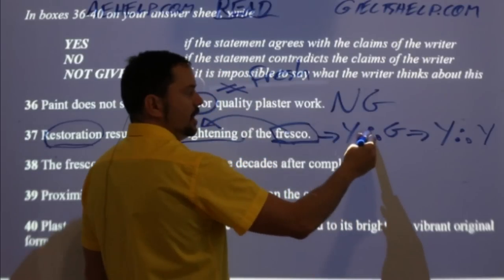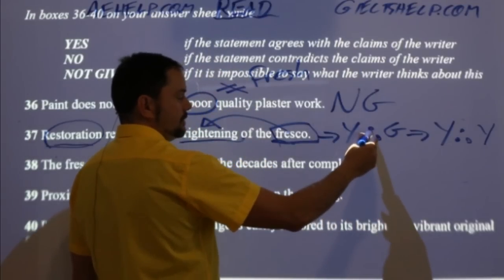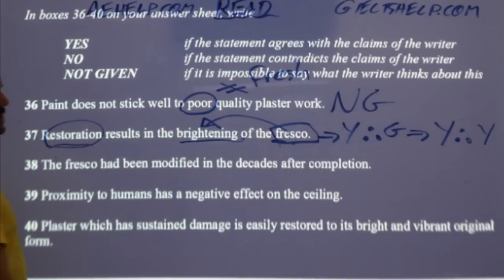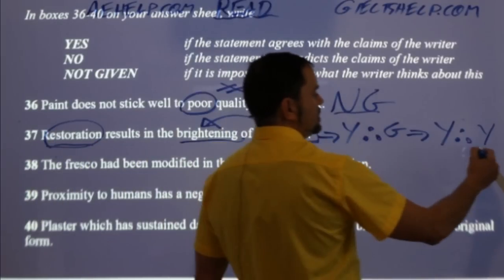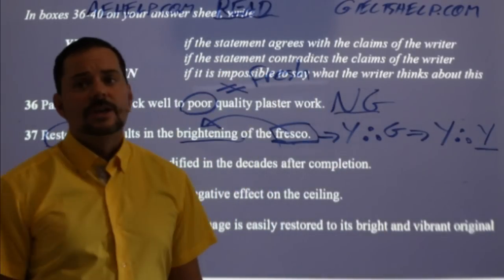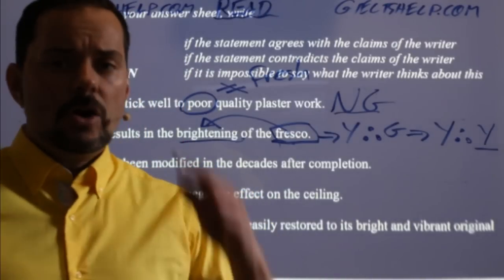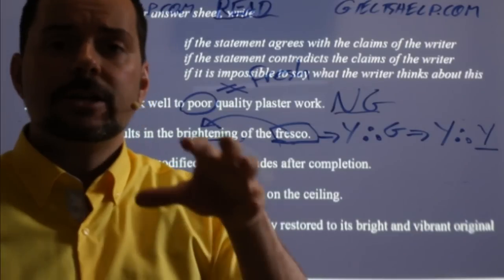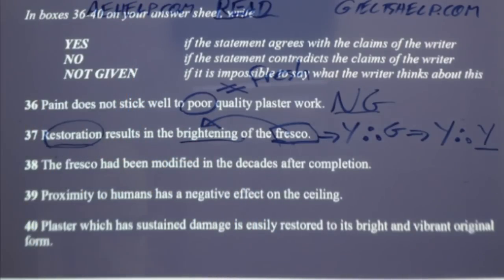These 3 dots, for those of you who are into math, mean therefore. Okay, so not given, yes. I don't even search in the passage. All I'm doing is using my logic. It's an if this, then that computer logic. Okay, I'm going to keep going.